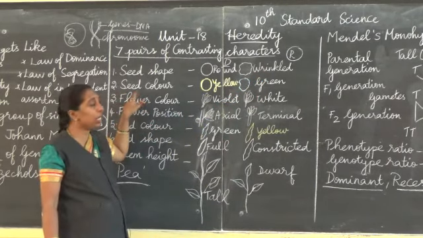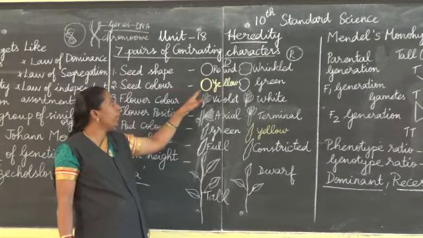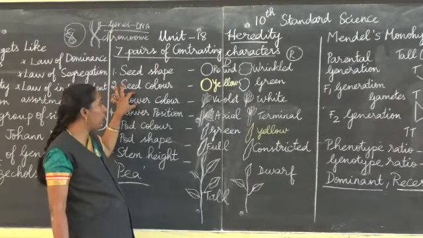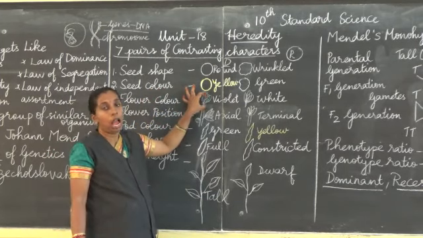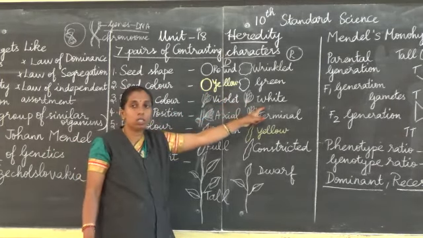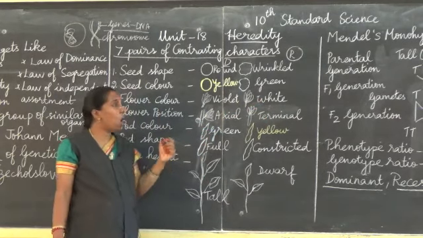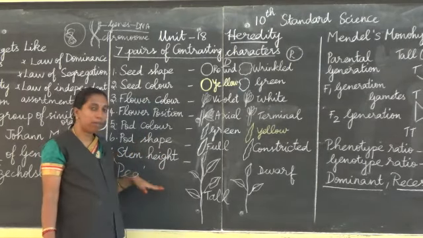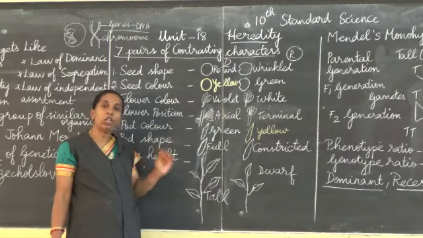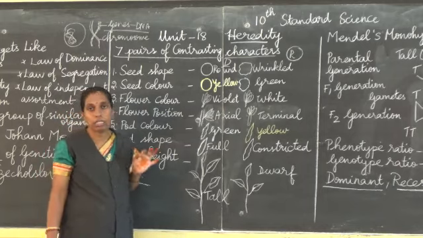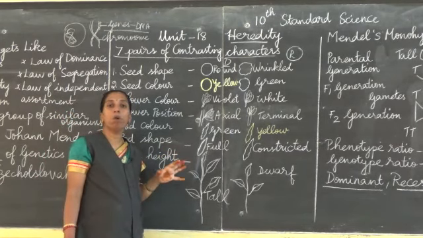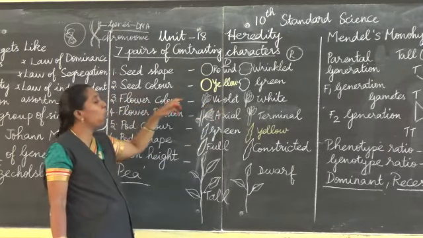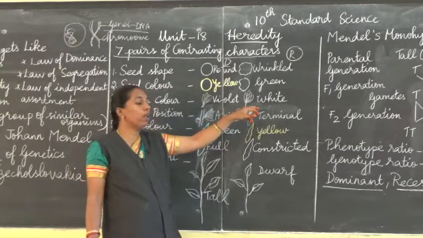The second one is seed color. Seed color, the dominant is yellow and the recessive one is green. And the third one is flower color. The dominant is violet and the recessive one is white. I will just say how this flower will be. Pea plant flower you have not seen, but you can relate it with the clitoria flower. Clitoria flower in Tamil we say sangupu. So this flower will more or less resemble sangupu.